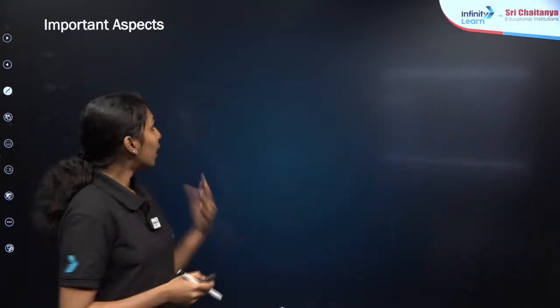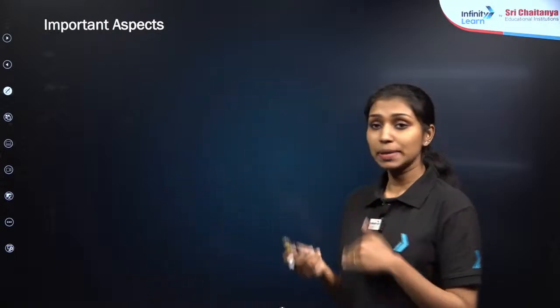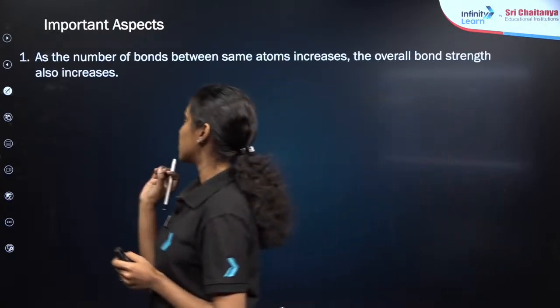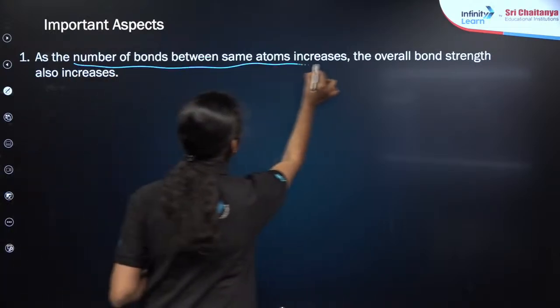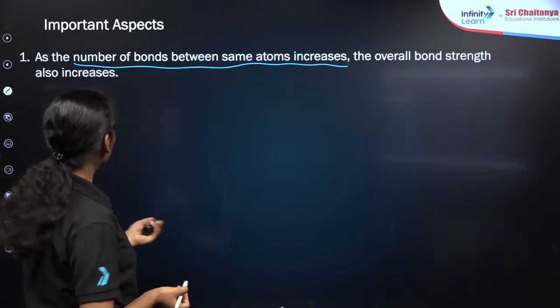Now let us see what the parameters or aspects affecting bond energy or bond enthalpy are. The first one, as we already mentioned, is that as the number of bonds increases, the overall bond strength or bond enthalpy also increases.